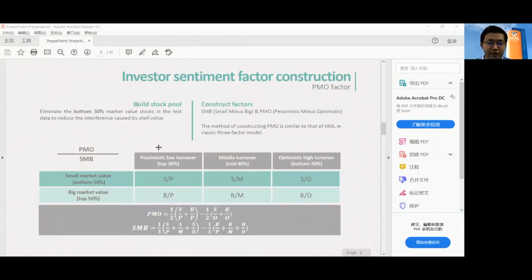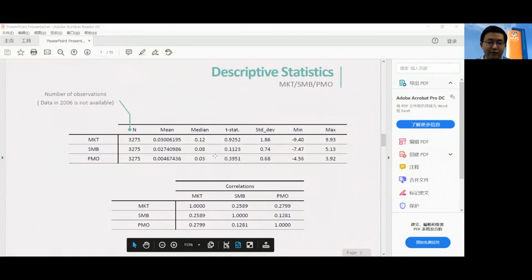Here are some more details about the construction of the sentiment factor. The factors SMB and PMO are constructed simultaneously, so we should eliminate the bottom 30% market value stocks. Each day, we separate the remaining 70% of stocks into two size groups and three turnover groups. So you can see there are 6 groups. Our size and sentiment factors are constructed through these two formulas. So we have built our four-factor model.